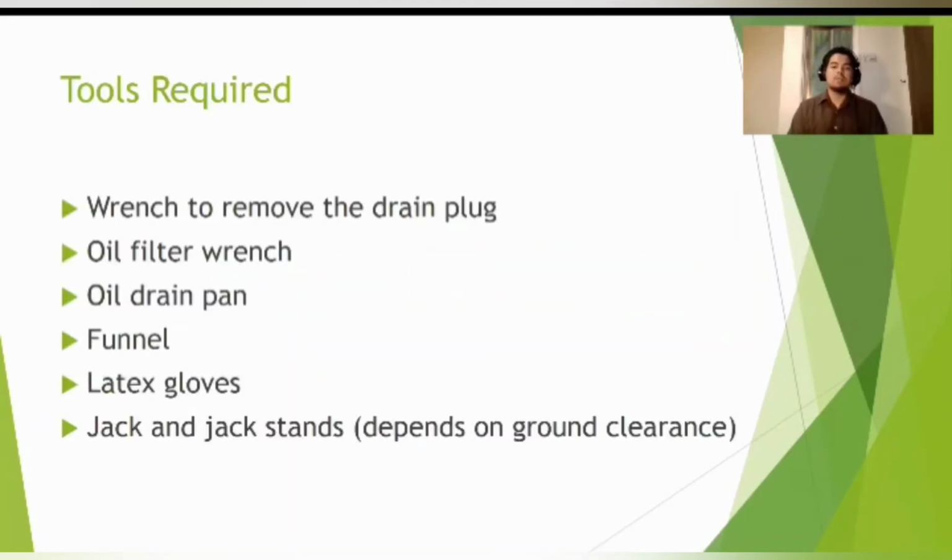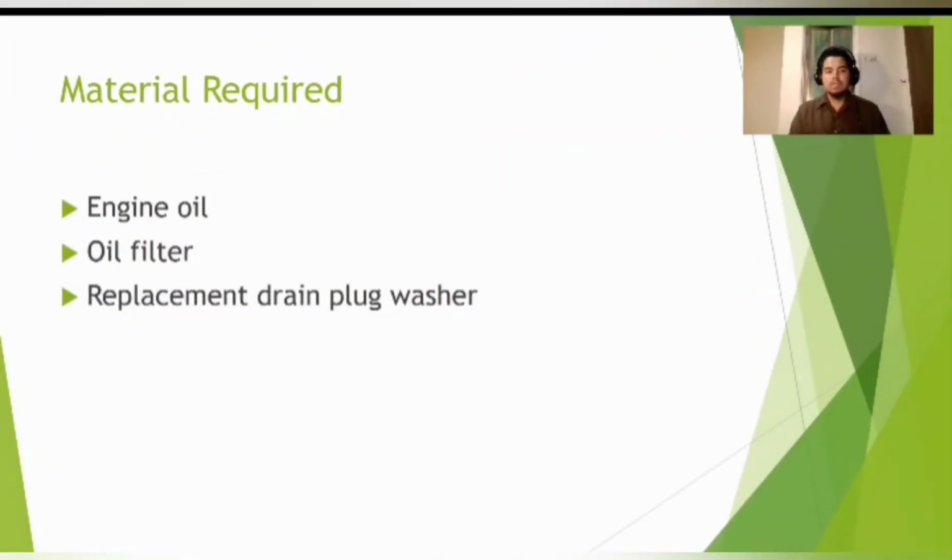The tools required to change your engine oil are a wrench to remove the drain plug. You also need an oil filter wrench for removing the oil filter. An oil drain pan, which we will use to drain the whole engine oil. Then we need a funnel in order to insert the new oil. We also need latex gloves, and a jack and jack stand, but this depends on the ground clearance of the vehicle. The materials required are an engine oil filter and a replacement drain plug washer.